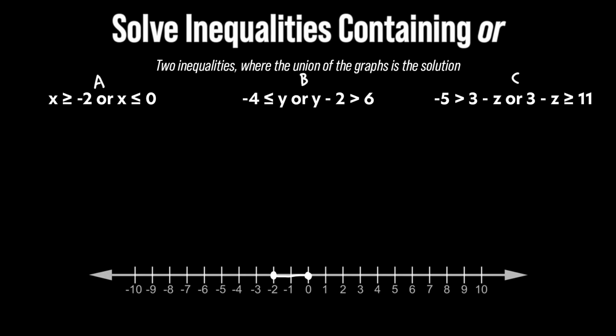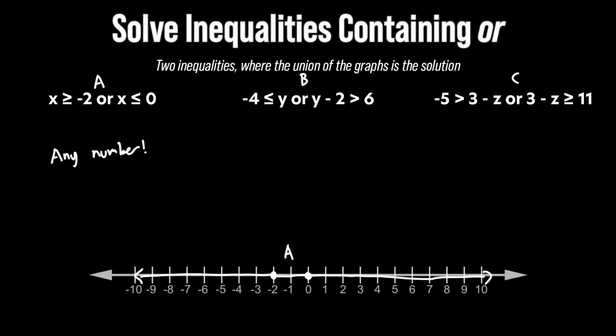In the case of OR, all it has to do is either be greater than -2, so it can extend all the way this way, or it has to be less than 0, which extends all the way this way. So as we see, since these lines extend infinitely, the solution for problem A is actually any number. Any number will fulfill problem A.